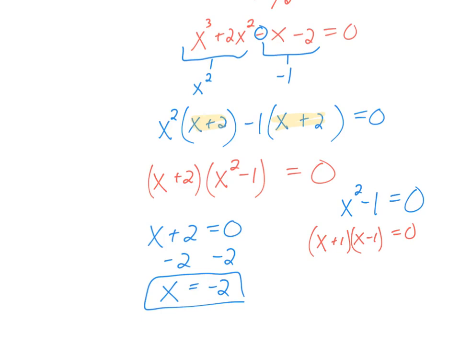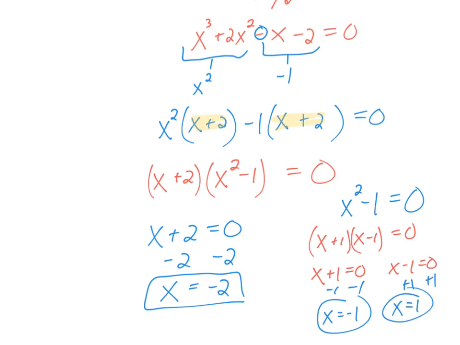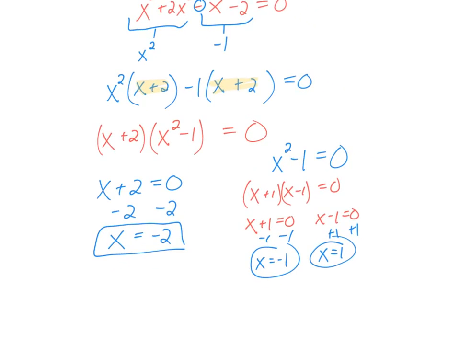So factoring it will get you to the answer because now we just set them equal to 0. X plus 1 equals 0. X minus 1 equals 0. And you solve this. X equals negative 1. X equals positive 1. So those would be our 3 answers. Negative 2, negative 1, and positive 1.